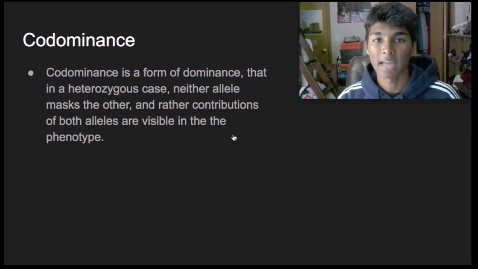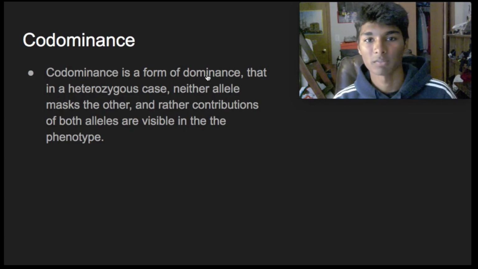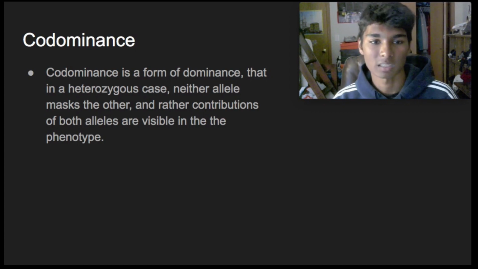Alright, so let's talk about the next form of dominance, and that is codominance. Codominance is a form of dominance where, in a heterozygous case, neither allele masks the other, and rather, contributions of both alleles are visible in the phenotype. So let's look at an image to help us explain this.